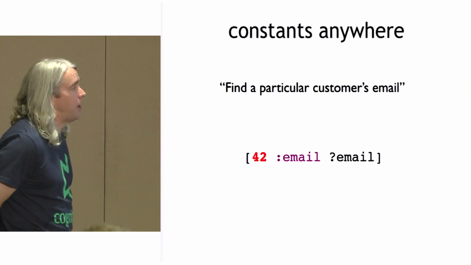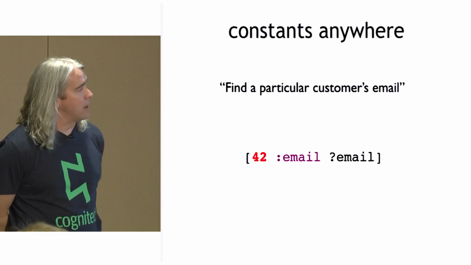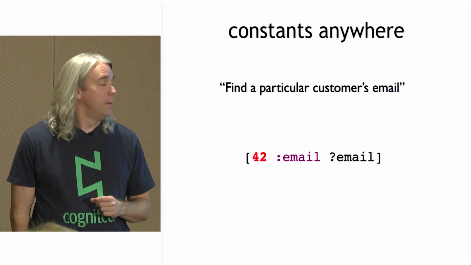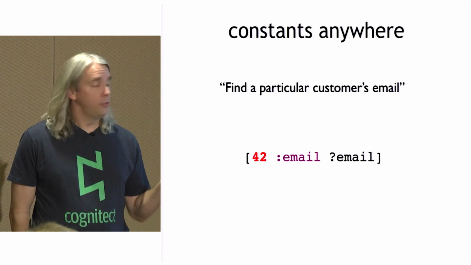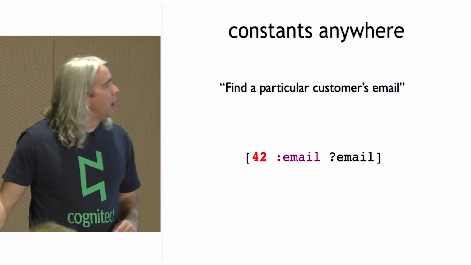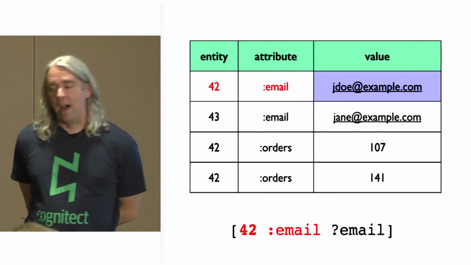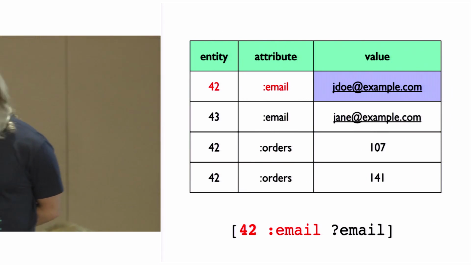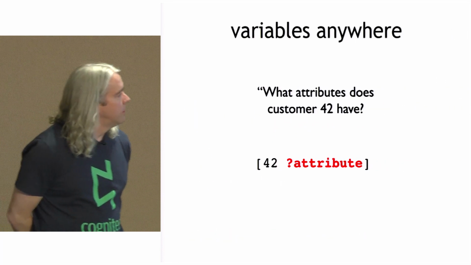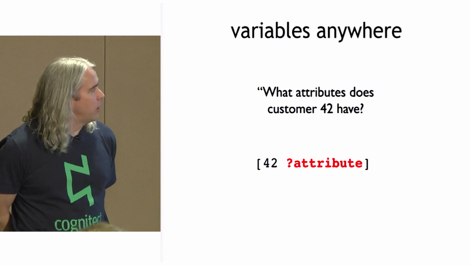These constants and variables can appear anywhere. So now we're going to have a more constrained data pattern. Notice this data pattern, the first data pattern we saw had 2 variables and 1 constant. This one has 2 constants and a single variable. So find 42's email. That's going to find an exact single thing. Right? Find me the email associated with 42. Or, well, this is starting to look interesting. I can say, what attributes does customer 42 have?